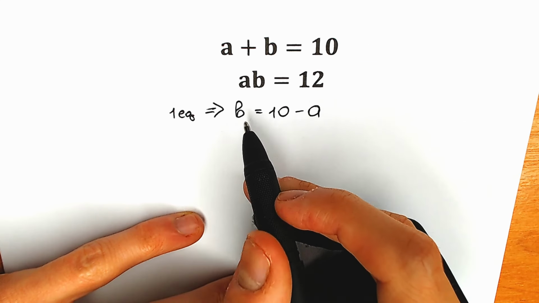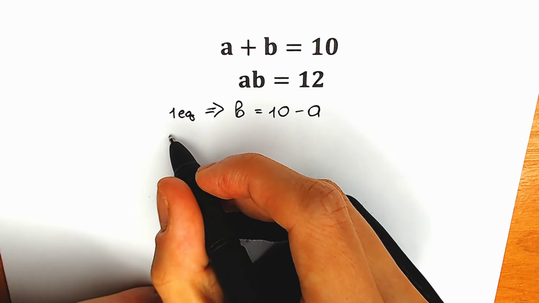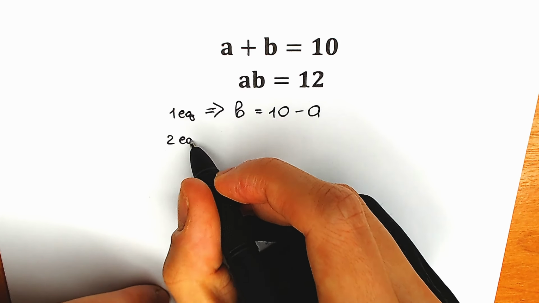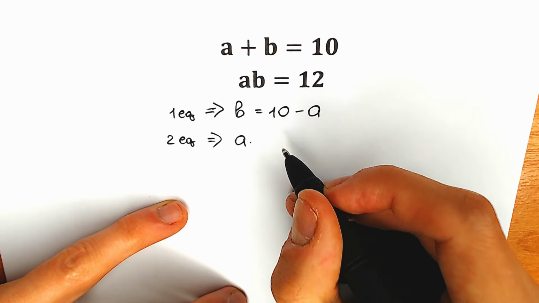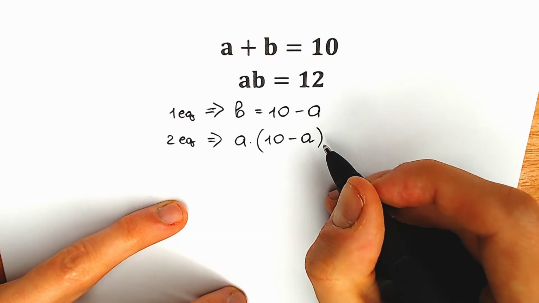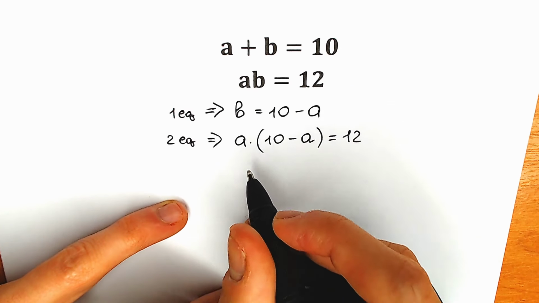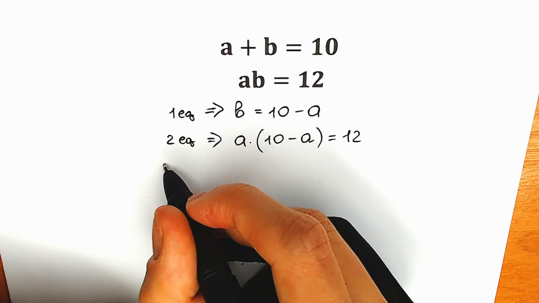Right now, let's plug in 10 minus a instead of this b into the second equation. So from the second equation, what do we have? We have a times, instead of b, we plug in 10 minus a, so times 10 minus a equals 12. Right now, let's solve this equation. This is a quadratic equation. It looks like that. So let's continue.